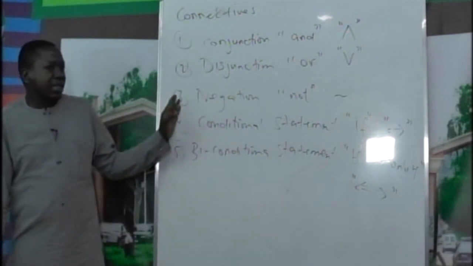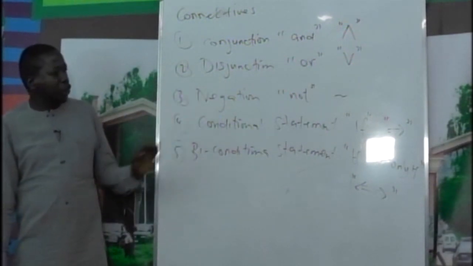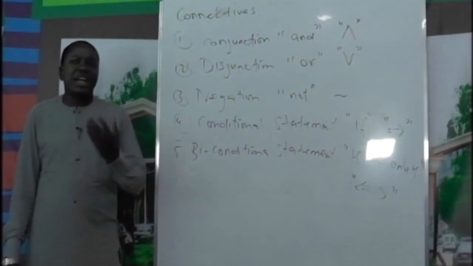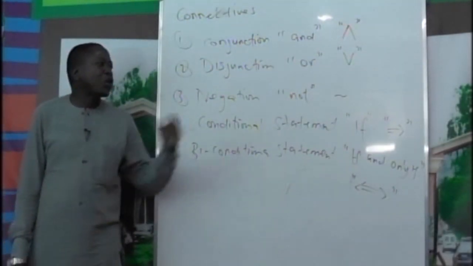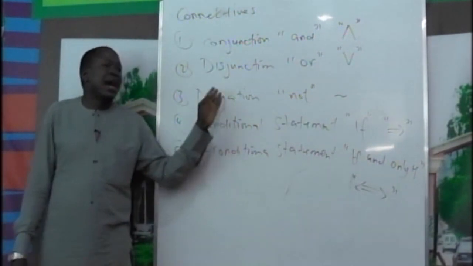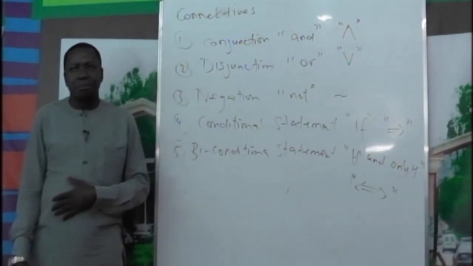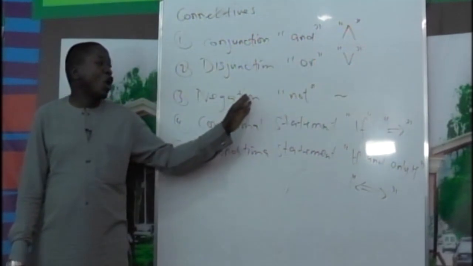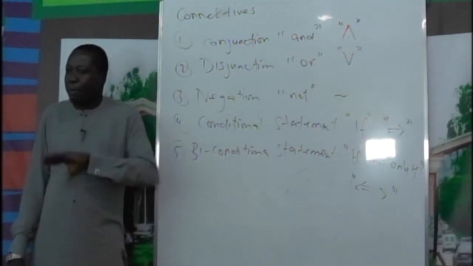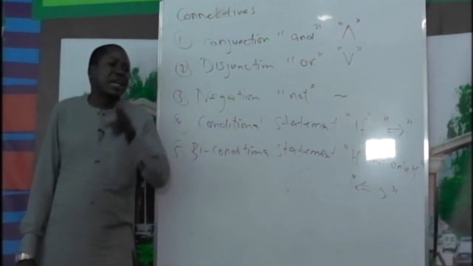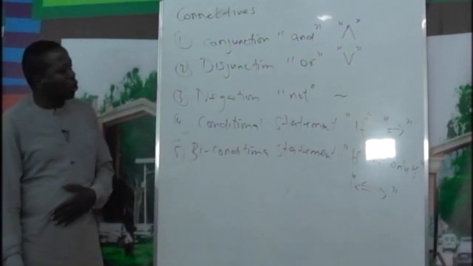Disjunction. This one, negation. If I say, I am a man, how do I negate it? I am not a man. It's the negation of I am a man. Don't say I am a woman. No. If I say I am a man, to negate it will be what? I am not a woman.